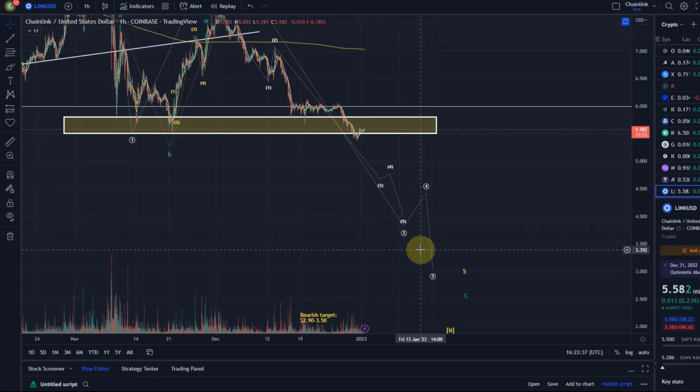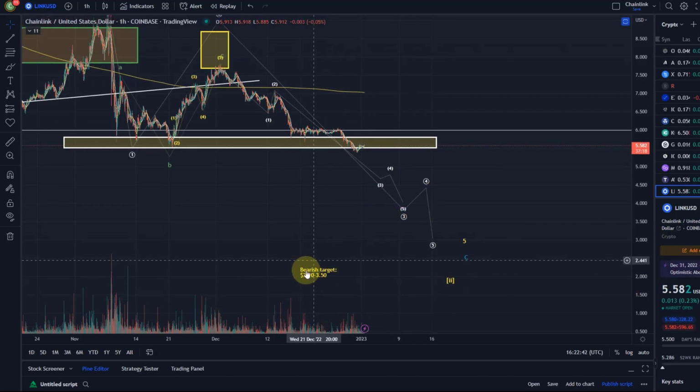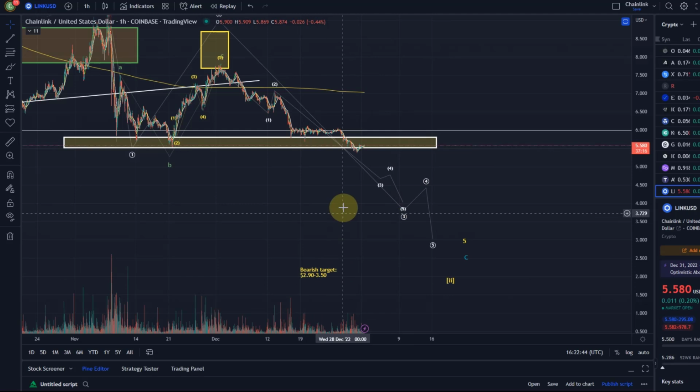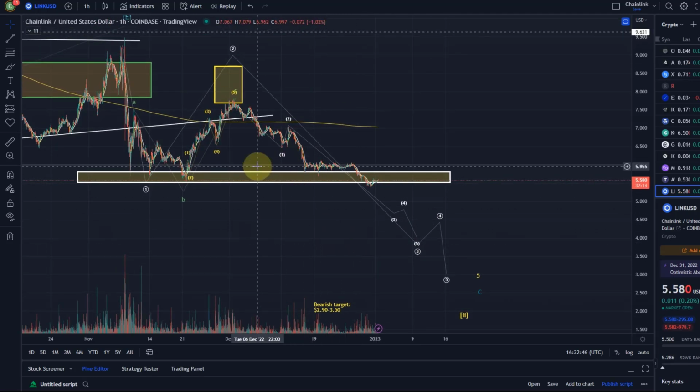But at the moment, the trend is clearly down, and the target range it should eventually still reach is the 290 to 350 region. So that's what I'm looking at the moment.